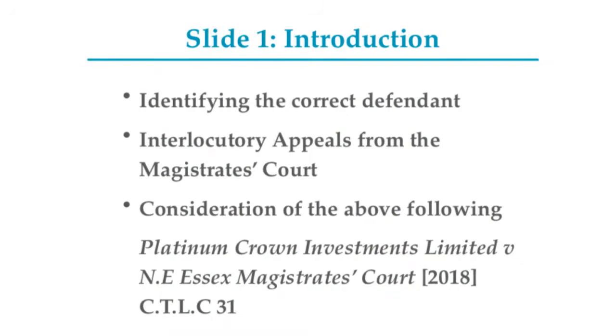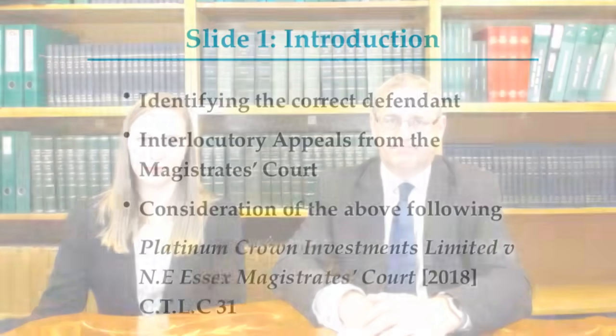If we could put up slide 1, please. Today, we're going to be discussing two matters. First, recent developments on the topic of charging the wrong defendant. Secondly, the correct procedure for interlocutory appeals on matters of law from the Magistrates Court. Both were considered in the recent case of Platinum Crown Investments Limited against NE Essex Magistrates Court.